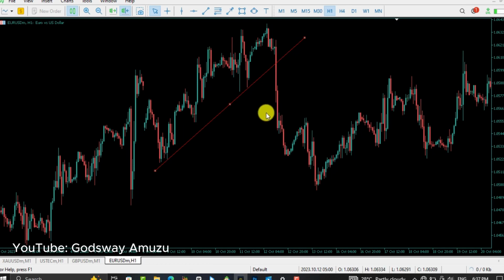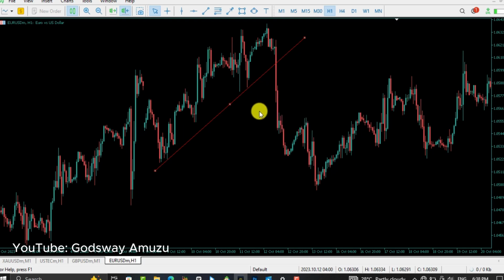So assuming you are just here and you don't know that price will even break this trend line, then as soon as you see price touching the trend line, you immediately buy. That means you are likely to lose money, because price has not even closed before you place your trade, and that is going to hurt you in the long run, right?